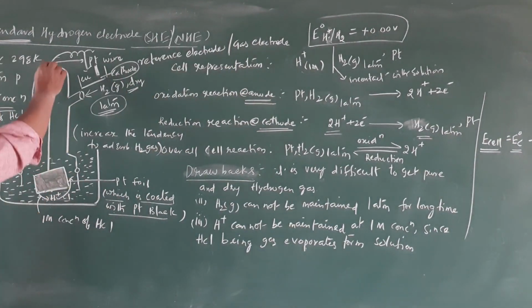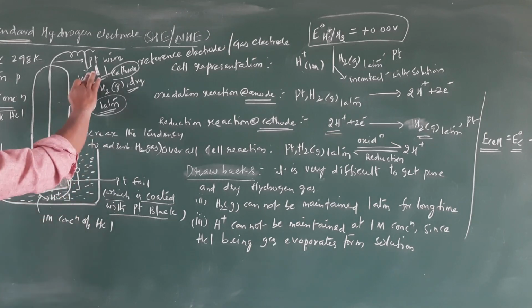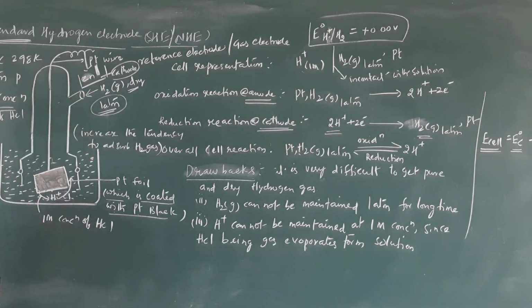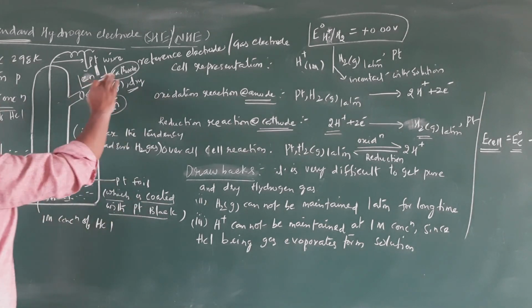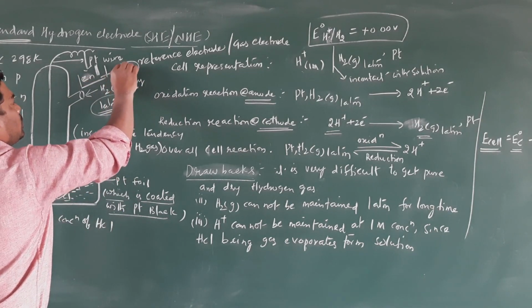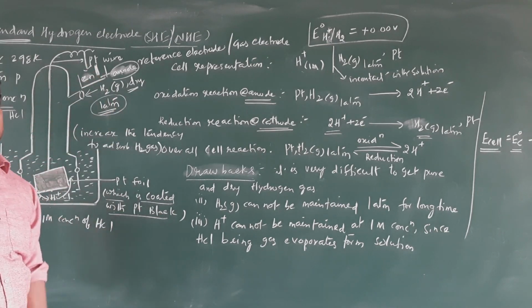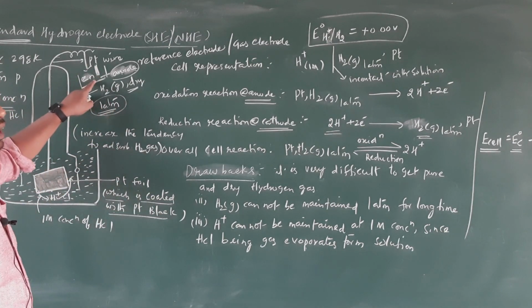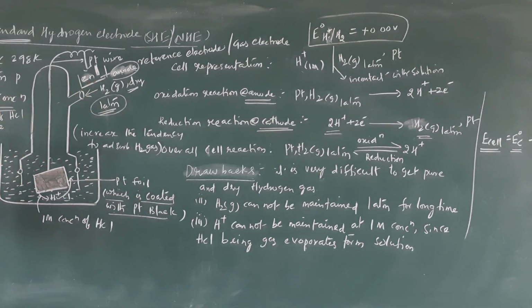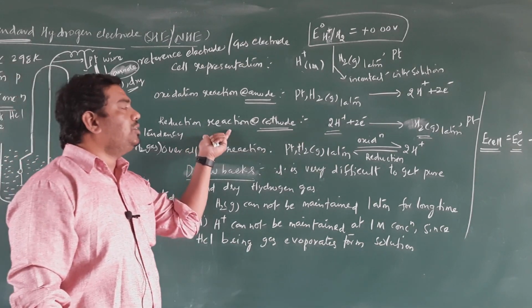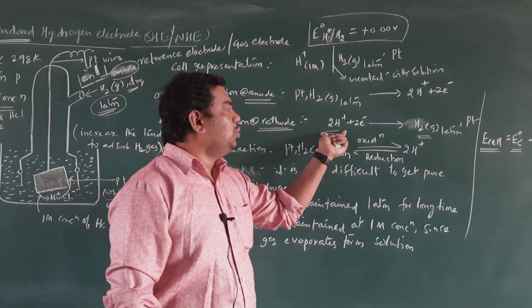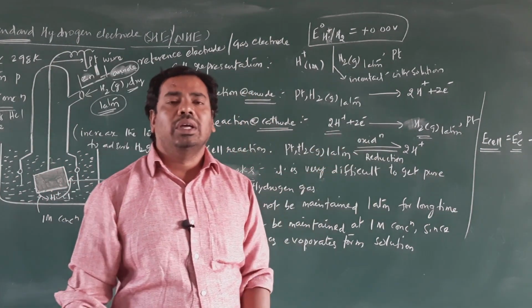If we connect the hydrogen electrode with the zinc electrode, what will happen? The zinc electrode acts as an anode and the hydrogen electrode acts as a cathode. Then the reduction reaction takes place, that means 2H plus plus 2 electrons gives rise to hydrogen gas.